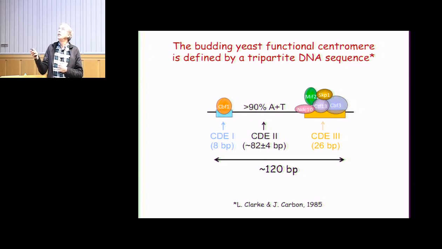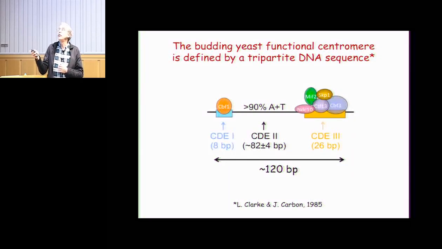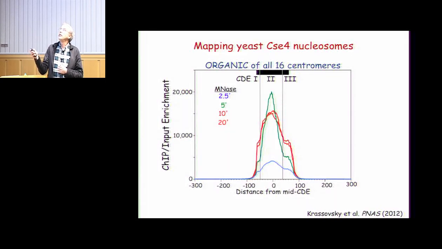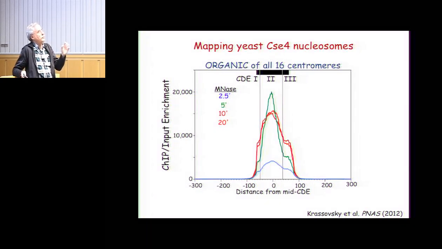So we can ask, where is the CSE4 nucleosome? You might expect it would be right here over CDE2, and you'd be right. So we do organic profiling for all 16 yeast centromeres, and this just shows we get a very high dynamic range when we look at the ratio. And when we go through our MNase series, you see that there's a shelf over CDE1, a shelf over CDE3, and you can see that the centromeric nucleosome lies right in the middle. In fact, depending on how we map this, we can show that there are actually 3 distinct particles here. It's only 80 or so base pairs of DNA that wraps around this particle, indicating a single DNA wrap.